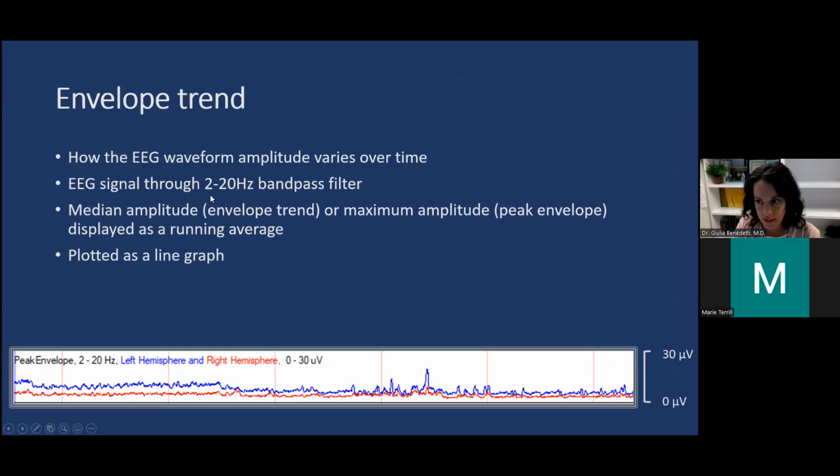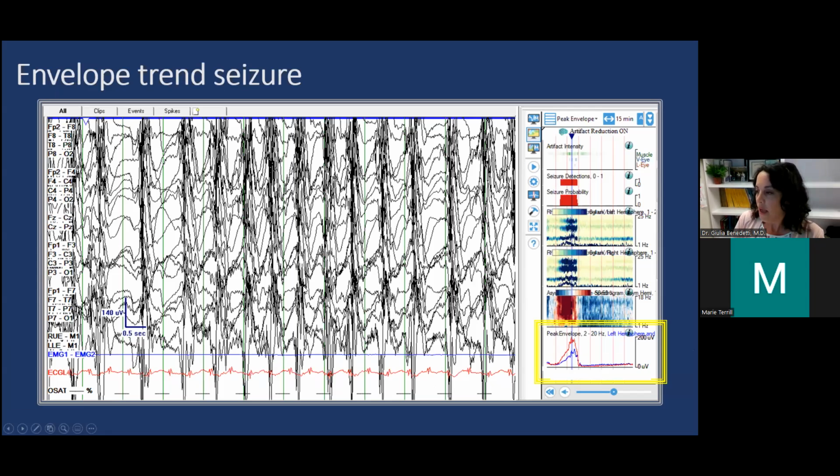The envelope trend is another amplitude-based trend. You pass the EEG signal through a bandpass filter, usually 2 to 20 hertz, to get rid of the typical artifact. And then you plot a running average of the maximum amplitude of the EEG waveform. And Persyst divides it nicely into left hemisphere, right hemisphere. And so during a seizure, again, the amplitudes increase significantly. You'll get a big peak in your envelope trend. And while this seizure did affect the left hemisphere, it was driven by the right, and it has that higher amplitude, and it separates it out really nicely for localizing.